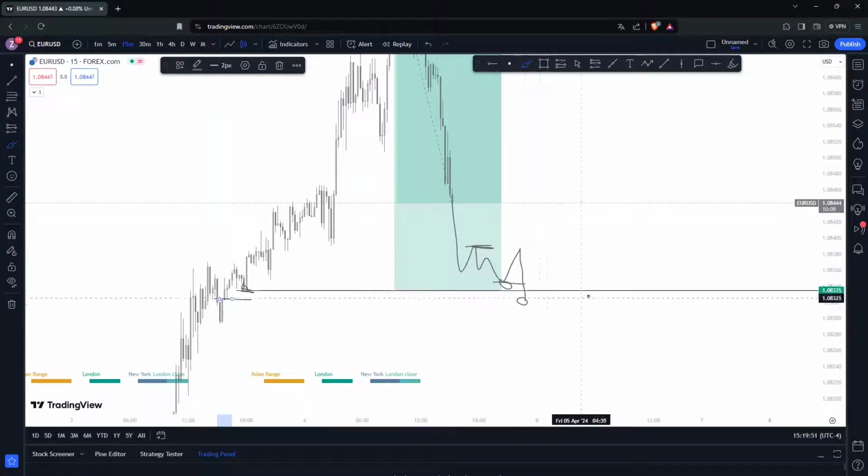It has to be in London or New York, from 2 to 5 a.m. New York time, or from 7 to 10 a.m. New York time, and then we can take our buy.